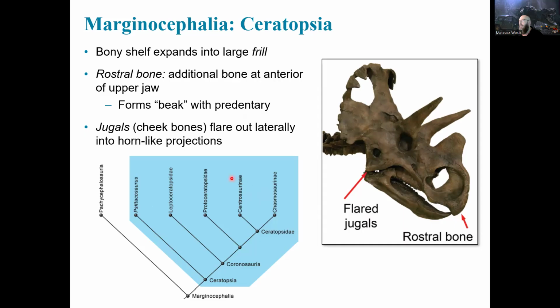The other part that they end up having is their jugal bones. These are the cheekbones, which will flare out hugely outwards. We can't really see that here, but they'll actually be coming outwards from their cheeks, and that helps with a bit more muscle attachment in that area as well, turning into horn-like projections towards the very end to make them look wider, maybe scarier, and things like that.